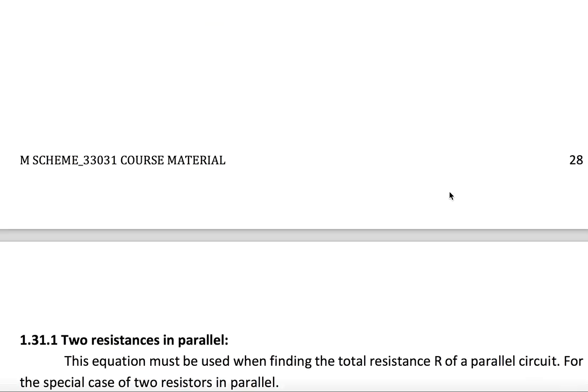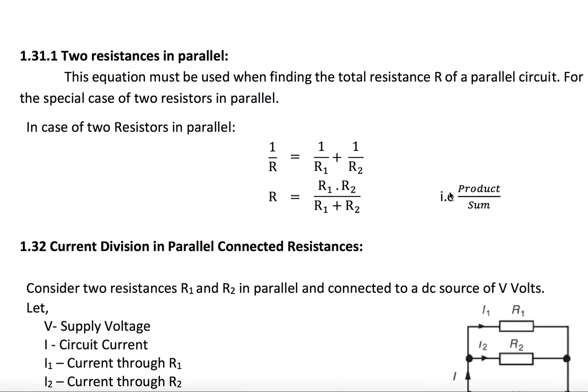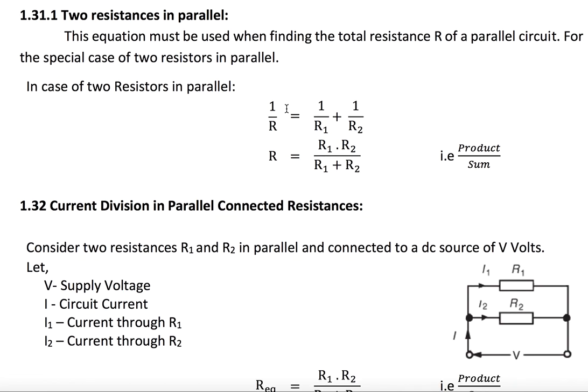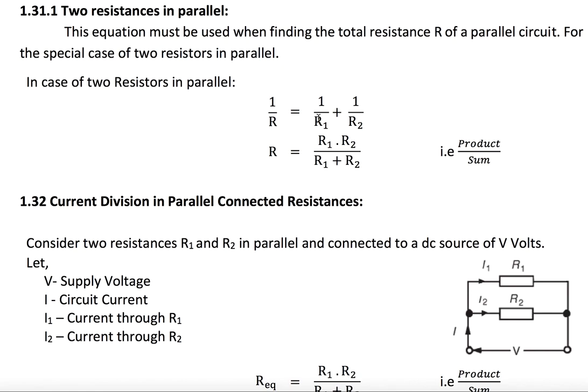That part is missing here anyway. This equation must be used when finding the total resistance R of the parallel circuit. For the special case of two resistors connected in parallel, 1 by R equals 1 by R1 plus 1 by R2. Do the product and that is LCM. Take LCM R1 R2 in the numerator, R1 plus R2. So R is going to be R1 R2 by R1 plus R2.